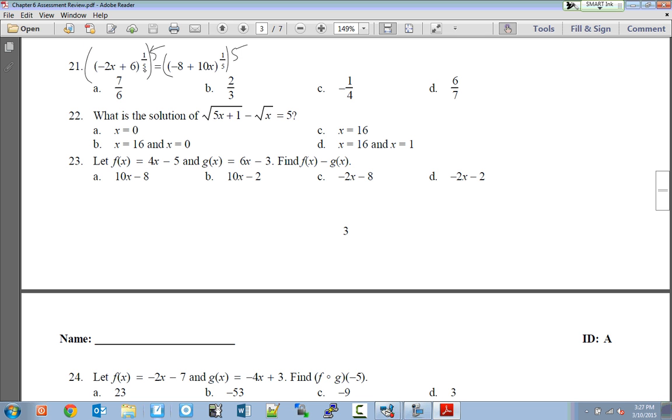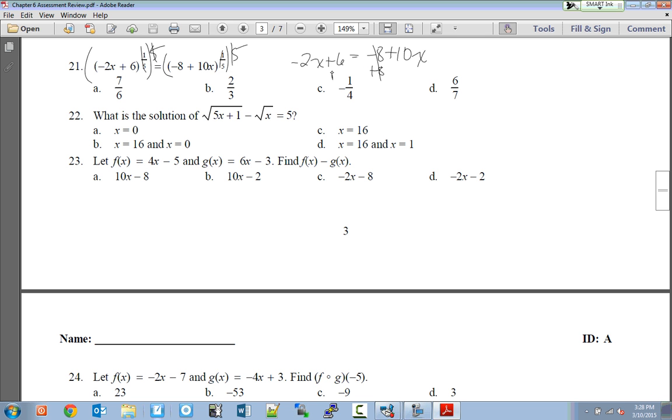Because remember, when you raise an exponent to an exponent, you multiply them. So 1/5 times 5 becomes 5 over 5, which is just 1. And the same thing over here. So basically, the 1/5 and the 5 will cancel themselves out, leaving us with 2x plus 6 equals -8 plus 10x. Now it's just a simple solve for x.